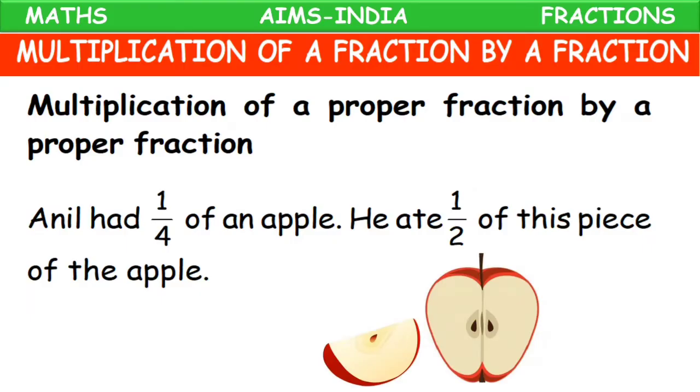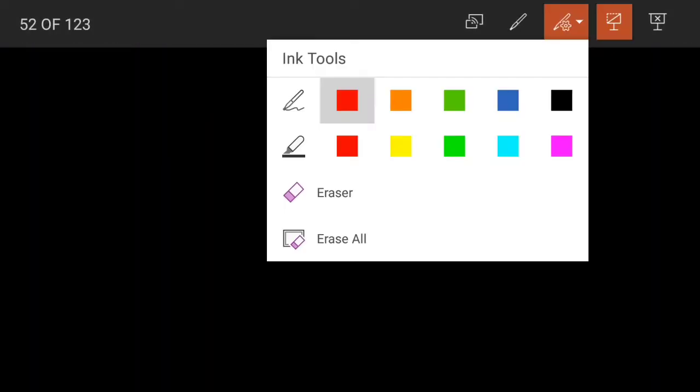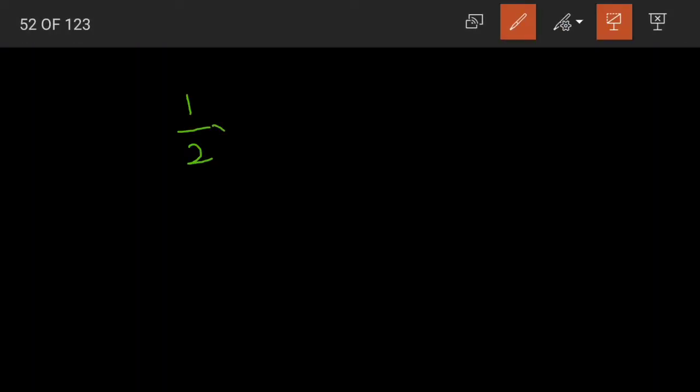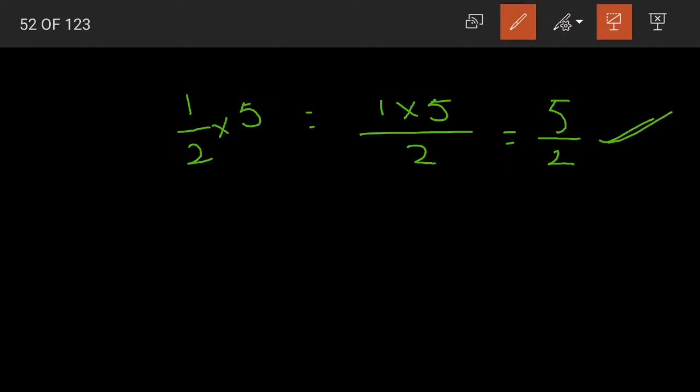So in today's class we will learn about multiplication of a fraction by a fraction. In the previous class we discussed multiplication of a fraction by a whole number. What did we do? Suppose we had a fraction 1 by 2 into whole number 5. We multiplied the numerator with the whole number, then divided by our denominator. 1 into 5, 5 divided by 2. Yes, this was multiplication of a fraction by a whole number.